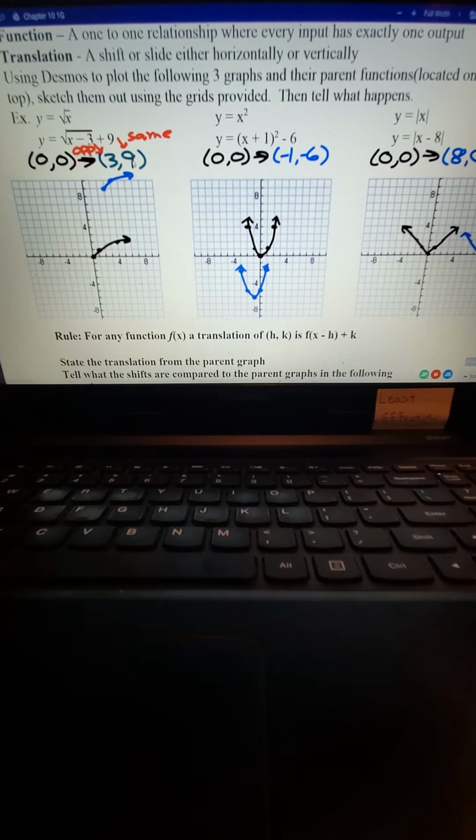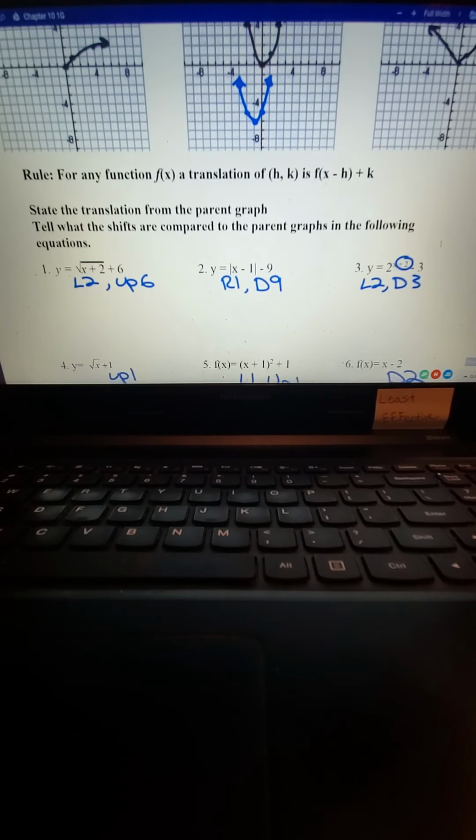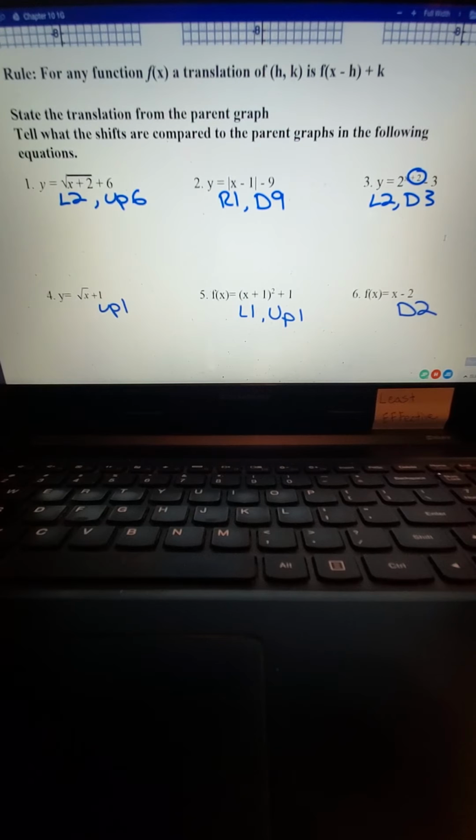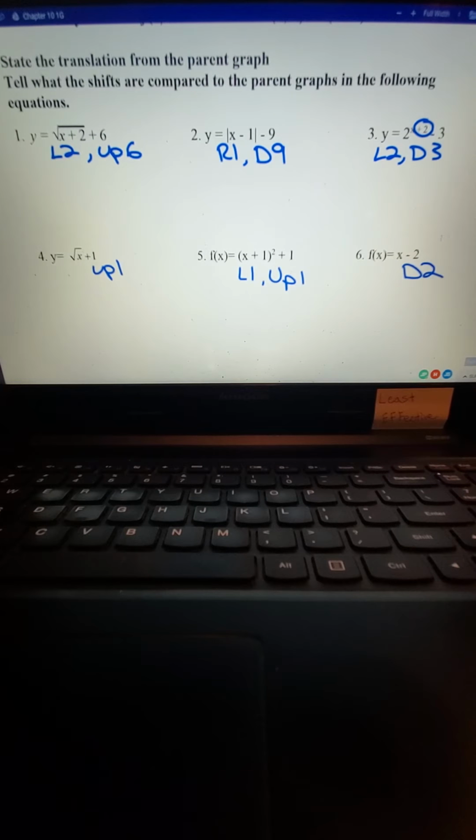So this plus 9 is just up 9. The minus 6 is down 6. And the 0 out here means we don't go up or down at all. So using that, we're going to go to some different functions and just say where they go. So for number 1, the plus 2 and then the plus 6 outside. Well, the plus 2 is opposite, so that's left. And then the plus 6 is up, so left 2, up 6.